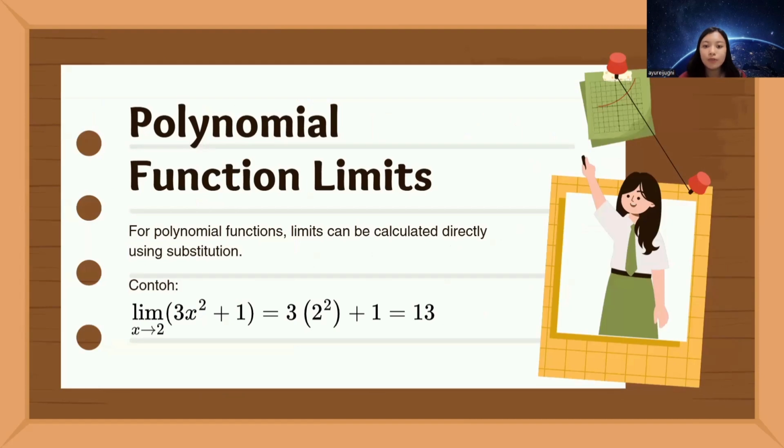Now, let's move to polynomial function limits. For a polynomial function, we can usually calculate the limit directly using substitution. That means we simply substitute the approached value into the function. For example, if x approaches 2, we substitute x with 2 into the function. After calculating, we get the limit value. Very simple, right? If you're understanding this part, type easy in the comment section.